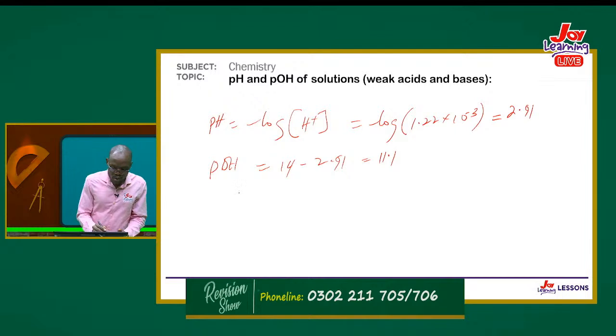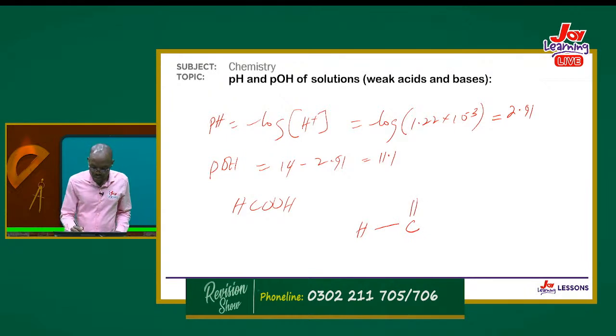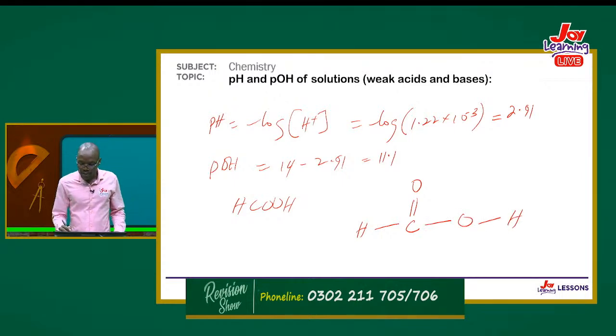You know it to be HCOOH. So with this, let's look at the formula, the structure. So I'll have H there, carbon there, bonding doubly to oxygen there, and then O there, bonding to H. This H here is the acid H.